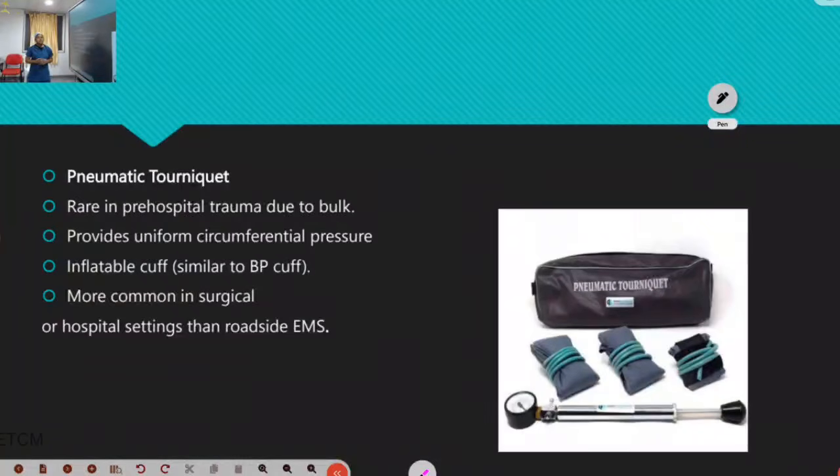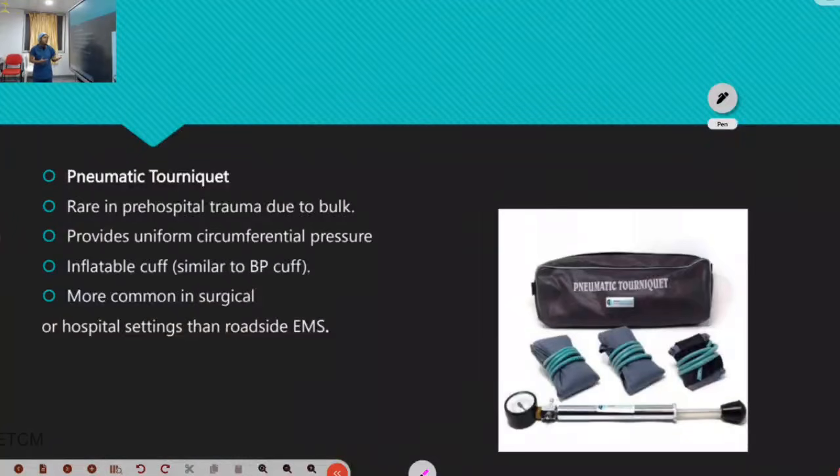Coming to the next, that is the pneumatic tourniquet. It's just like the BP apparatus. It is rare in pre-hospital trauma due to the bulk, as we have to carry it, so it is not so available in the pre-hospital setup. It provides a uniform circumferential pressure, just like when we apply the BP apparatus and inflate the cuff. Just like that, it will give a uniform circumferential pressure.